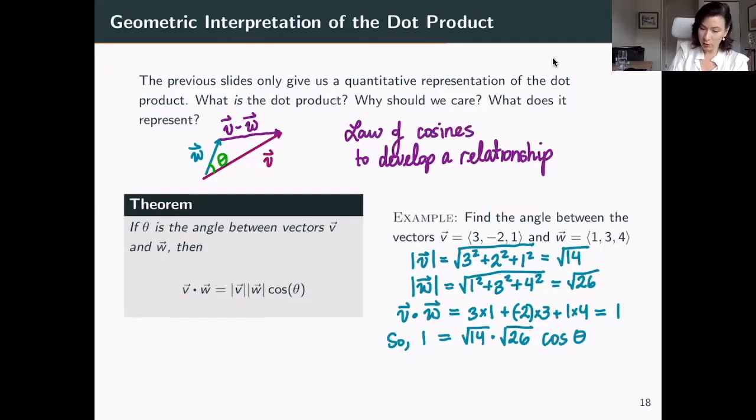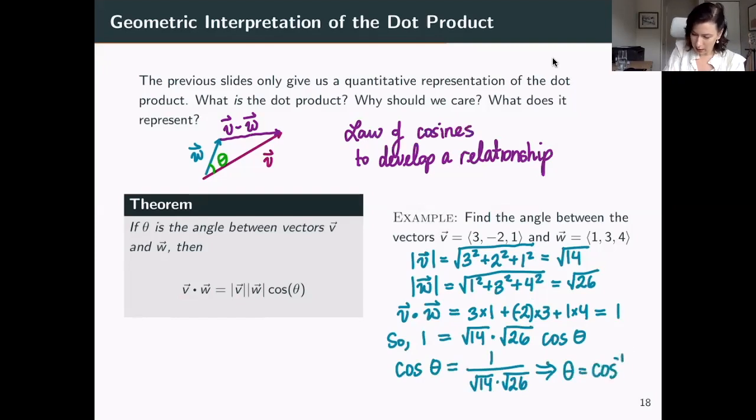Thus, we know that we would have that cosine of theta equal to 1 all over the square root of 14 times the square root of 26. Then we can do a little bit of algebra and determine that theta is going to be equal to cosine inverse of 1 over the square root of 14 times the square root of 26.